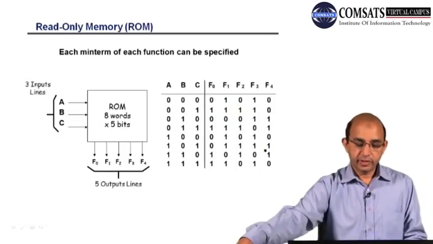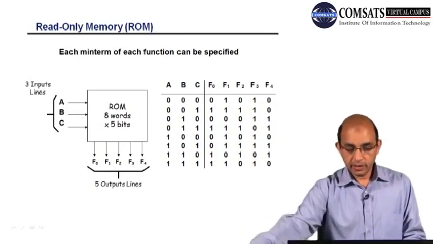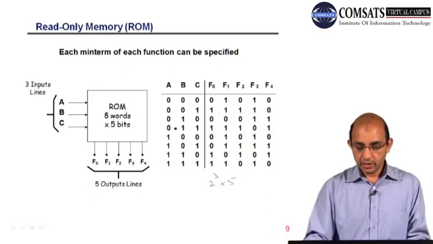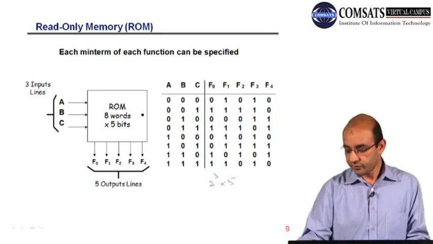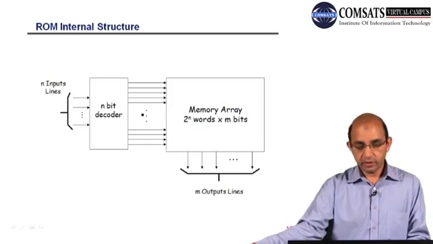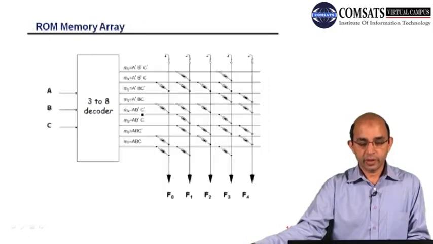Right, so here we have the implementation. And you can see that again here we have 3 input lines, and this is 1, 2, 3, 4, 5. So we have 8 different words, 2 raised to power 3. You can write 2 raised to power 3 or 8, it's the same, into 5, because each word is of length 5. And this is the same internal structure of the ROM.